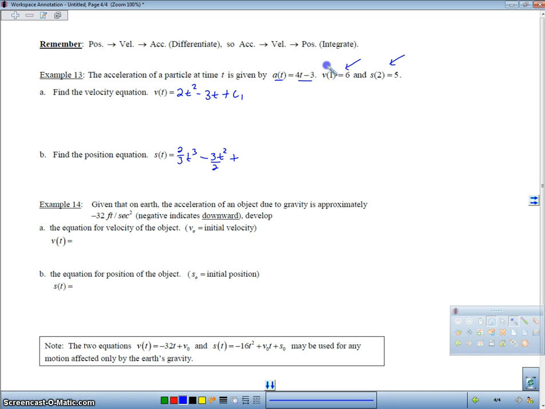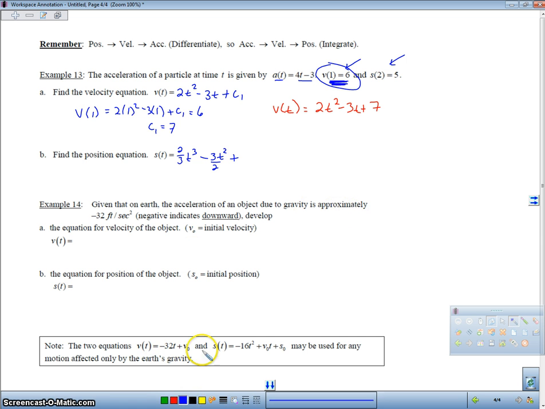Now I know my initial condition here, so I'm going to plug that in to solve for C. So V sub 1 is 2 times 1 squared minus 3 times 1 plus c sub 1, and I know that's going to be equal to 6, because that's the information I'm given. So I'm going to solve that out for c1, and I'm going to get c1 is equal to 7. So my velocity equation, v of t, is going to be equal to 2t squared minus 3t plus 7.